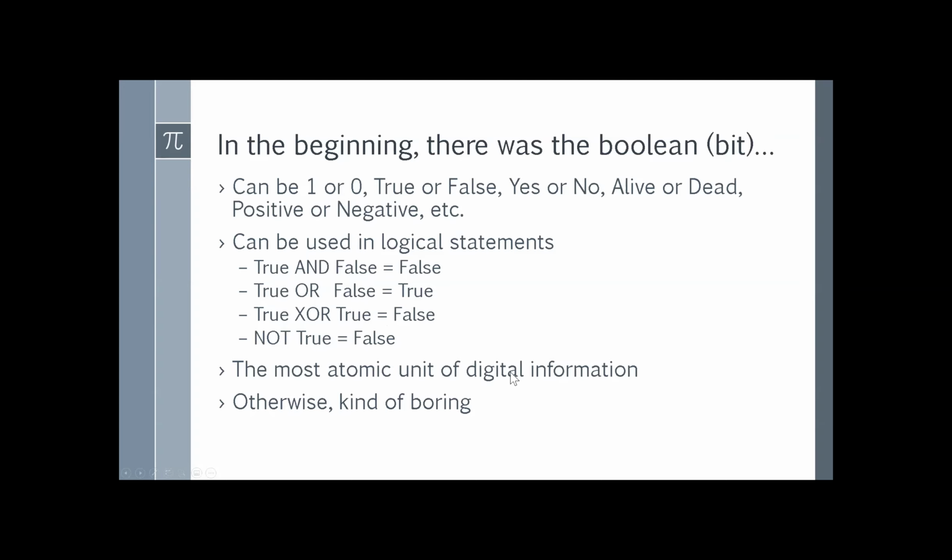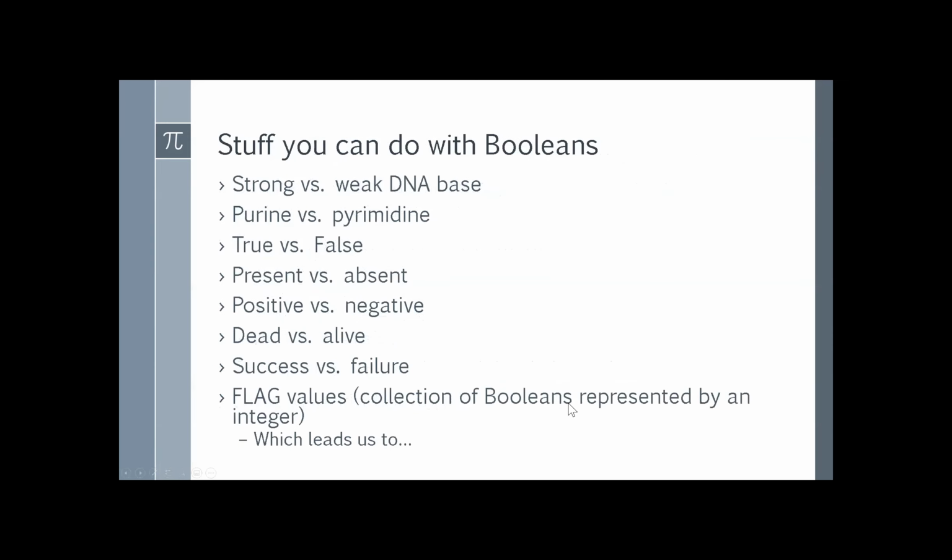So this is the most atomic unit of digital information. And in fact, this is kind of the most atomic unit of information there is, just a yes or a no, a true or a false. Unfortunately, because of this, it's also kind of boring and you're somewhat limited in what you can do with it. So what can you do with Booleans?